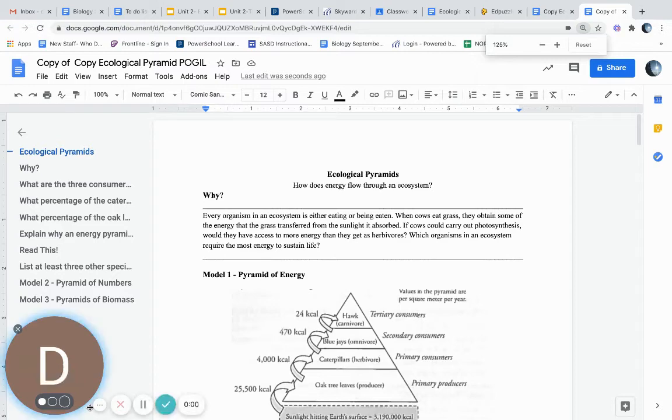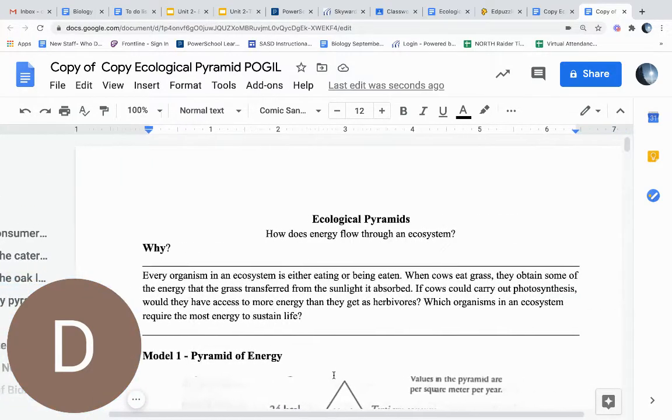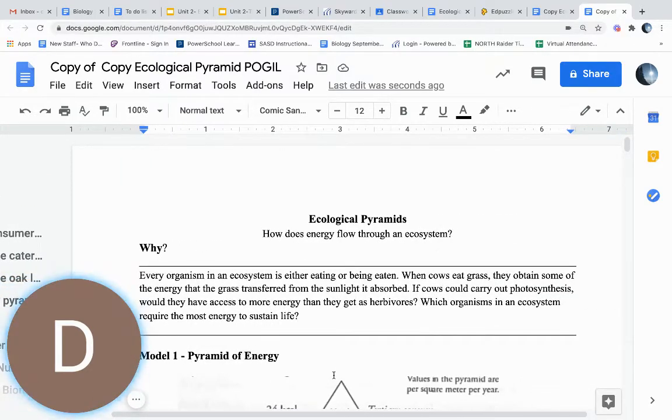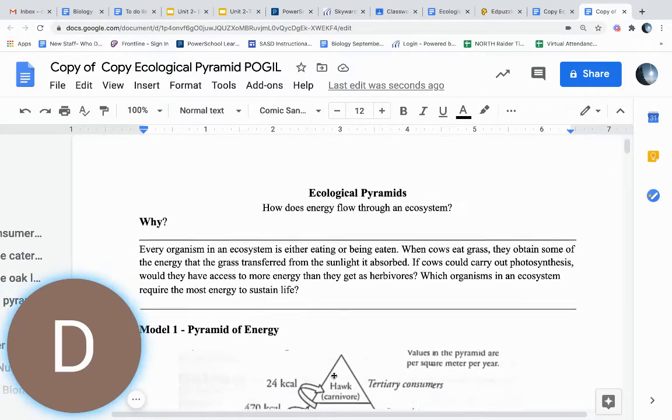You through some of this ecological pyramids POGIL. All right, so we are going to continue working on this on Tuesday, and it will be due on Wednesday at midnight. All right, everybody, so let's go ahead and take a look.